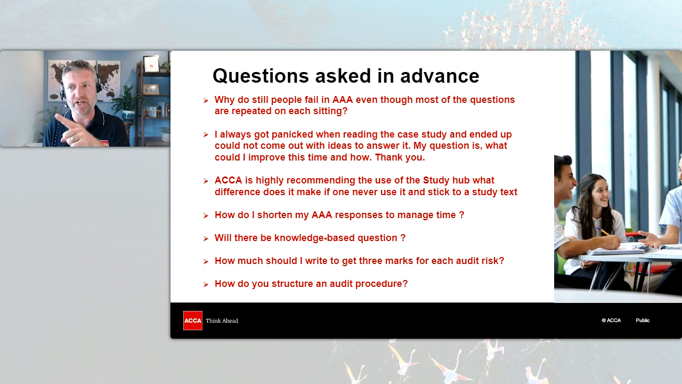This risk has been prioritized because... and the second one, this risk has been prioritized because of... So the mark is for prioritizing the risk and justifying why it's been prioritized using the scenario. It's not that you have to actually pick the 2 that the examiner thinks are the biggest risks. It's for the process.